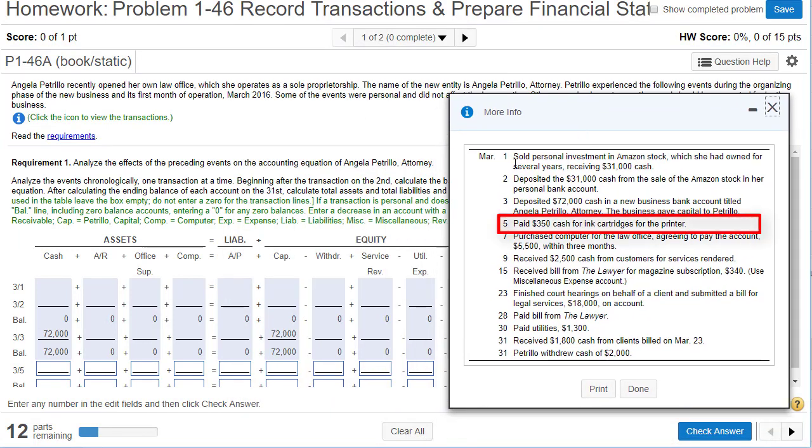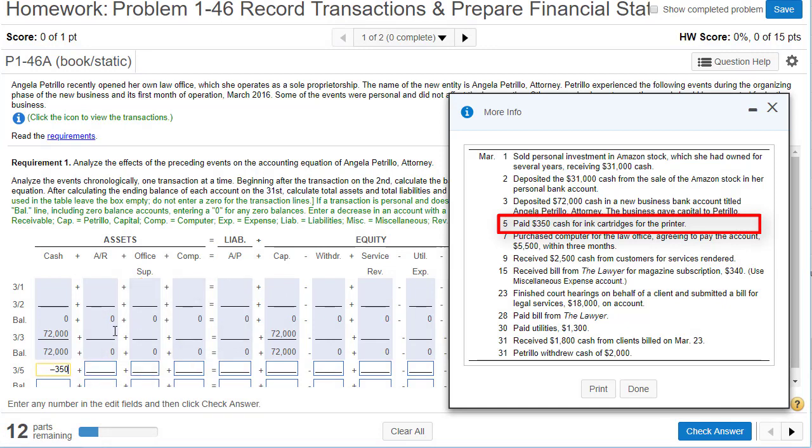March 5th. Paid $350 for ink cartridges for the printer. Now the word paid means that Angela's business did the paying. So her checking account, also called a cash account, decreases by $350.